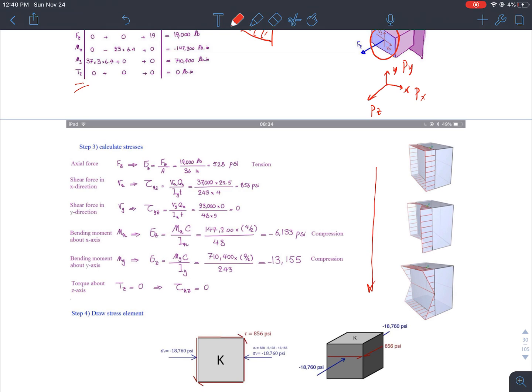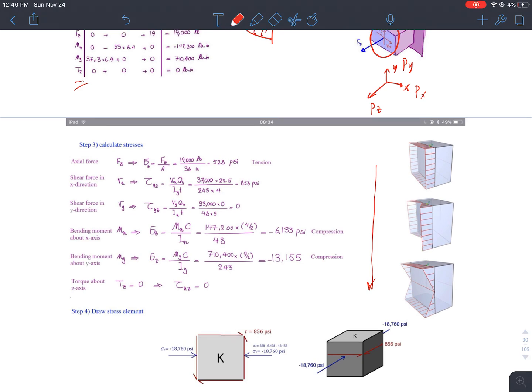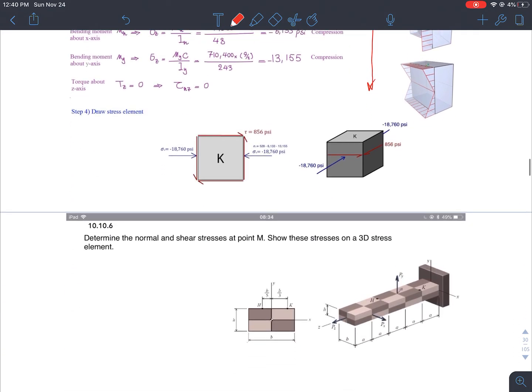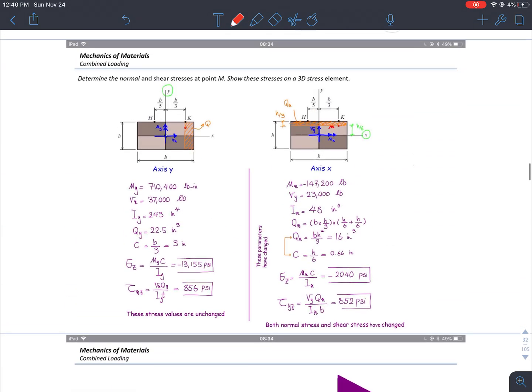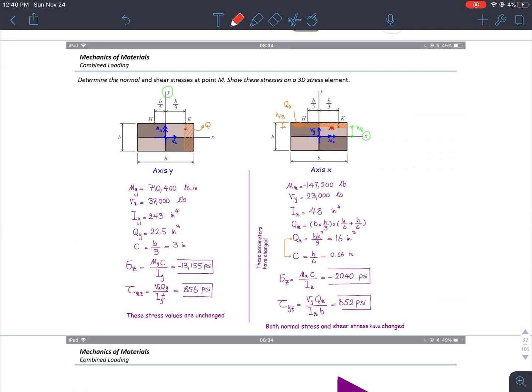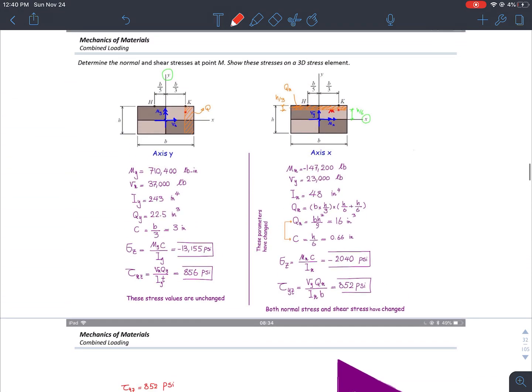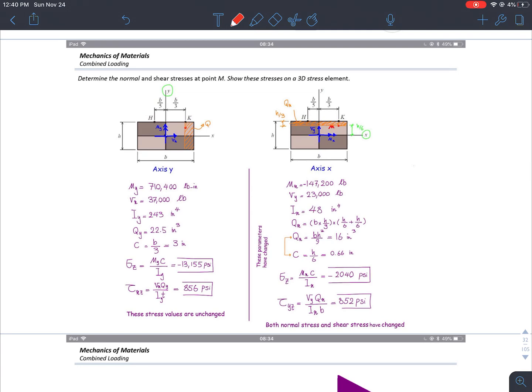So after I get all my internal forces, I can calculate my corresponding stresses. And then I can get these stresses by using these equations, right? And after I get these equations, I can draw the stress element. Now, this is a little bit long, so I have to skip it for now. But I want to go through one simple part of this problem: if I can find the stress at H and K, given that the bending moment and the shear force are given for a particular cross section.